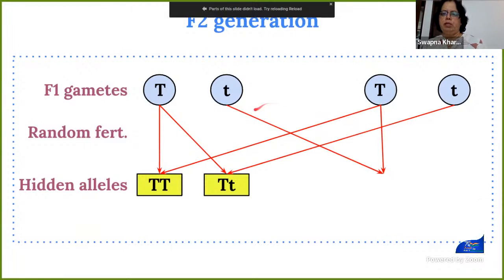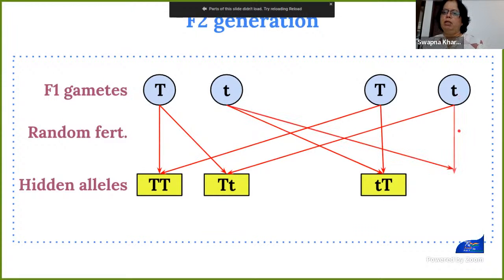What will this give? Male gamete with small t fertilizing? Yes. So it will be a hybrid, small t capital T. And the last one, where the male gamete is also bringing the small allele and the female gamete is also bringing the small allele, what will this give you?